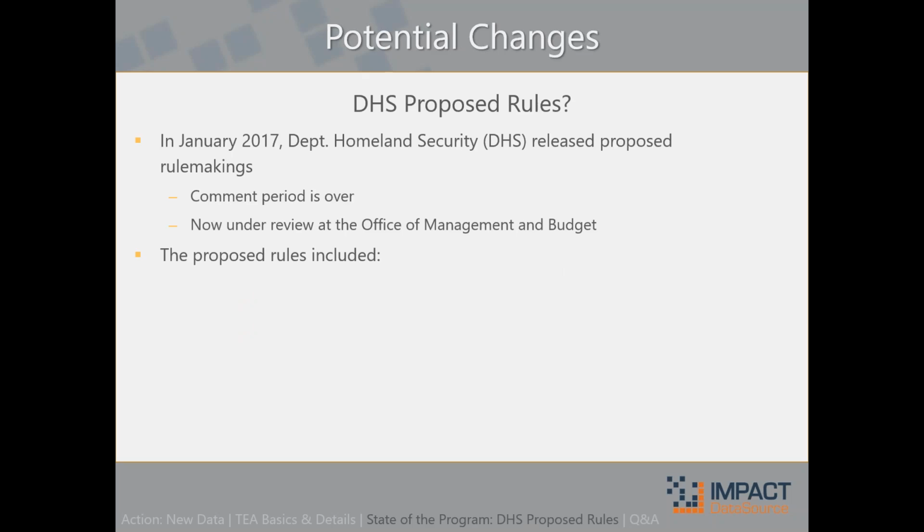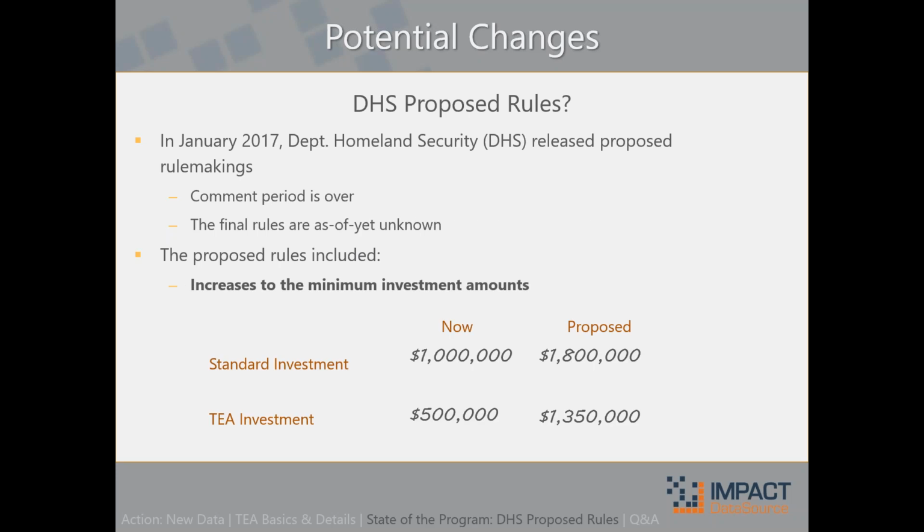So the comment period is now over on the DHS proposed rules, and it's now under what appears to be final review at the Office of Management and Budget. The main issue related to TEA is that these new proposed rules propose to drastically raise the investment amount. So the TEAs and the standard investment were both more than doubled. So it really changes the program a lot. The TEA investment going from 500,000 to 1.35 million is a huge jump.